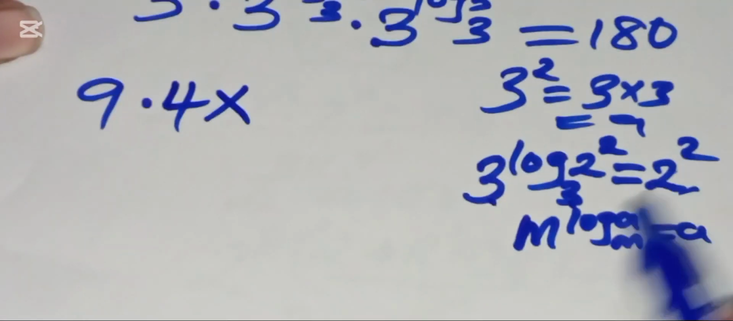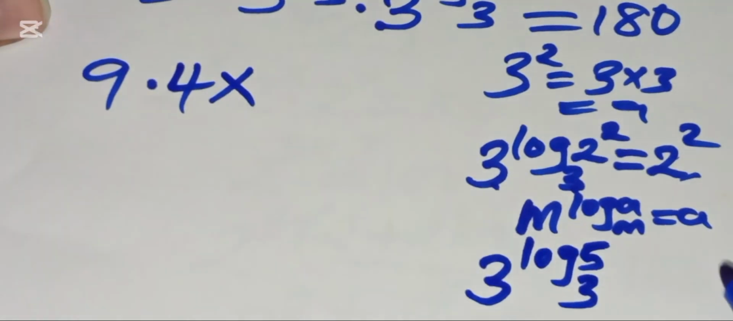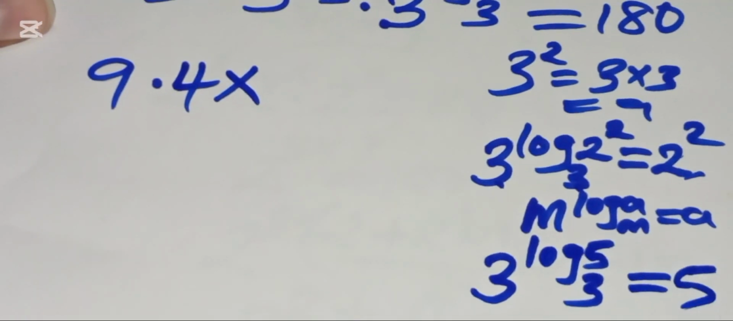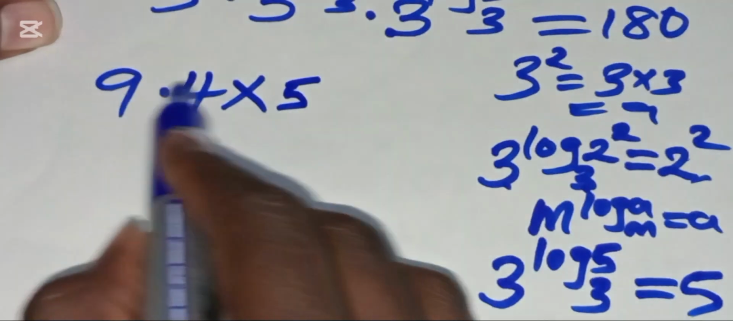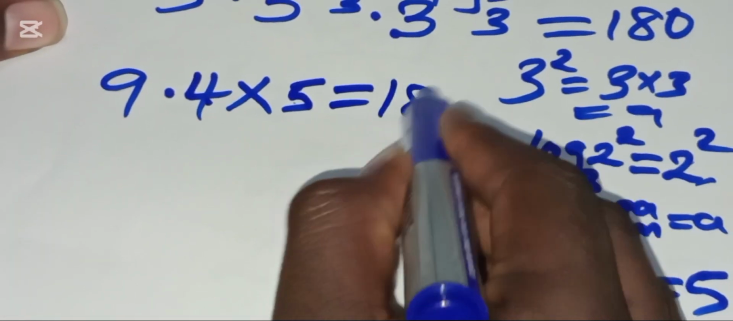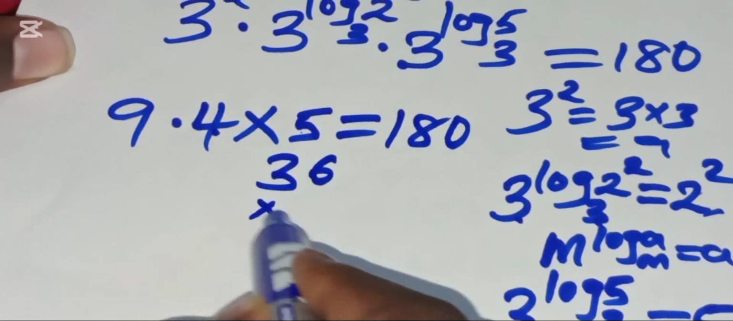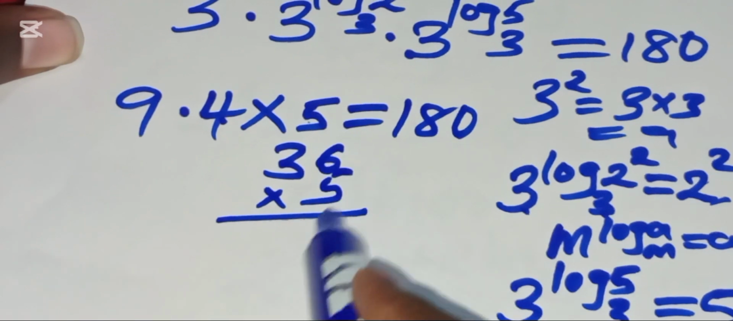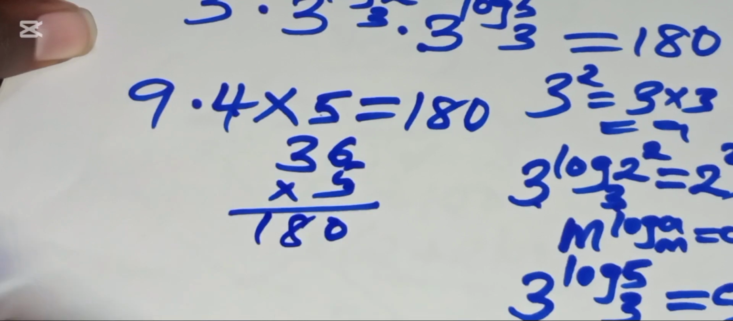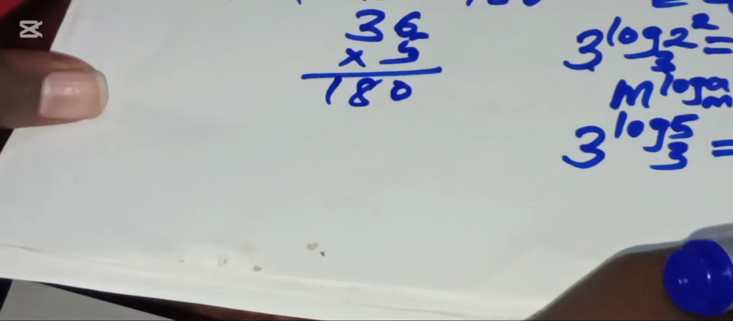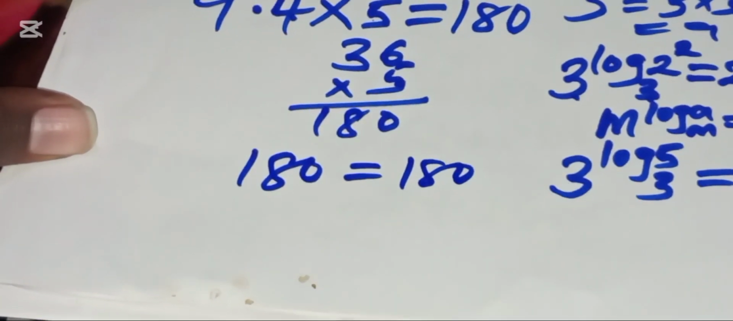And lastly, we have 3 raised to power log 5 to base 3. This should give us a value of 5. Now, substituting this value of 5, you'll have 9 times 4 times 5. This should give us a value of 180. 9 times 4 is equal to 36, multiplying by 5. So 6 times 5 is 30, so 0 carry 3, and 5 times 3 is 15 plus 3, which is 18, so 180. And that shows that the left hand side, which is 180, is equal to the right hand side, which is also 180.